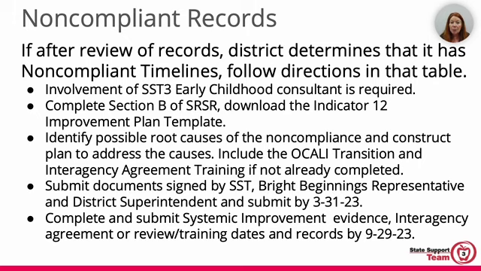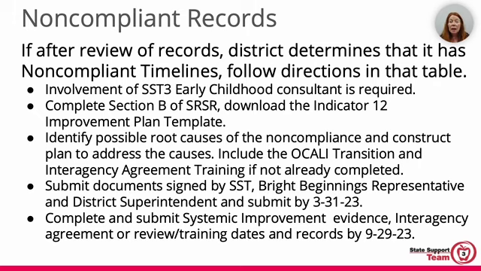With SST support, complete Section B of the self-review summary report, the improvement plan, and have them signed by the SST early childhood consultant, Bright Beginnings representative, and the district superintendent, and then submit by March 31st, 2023.